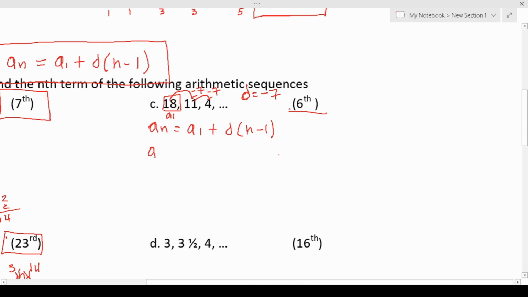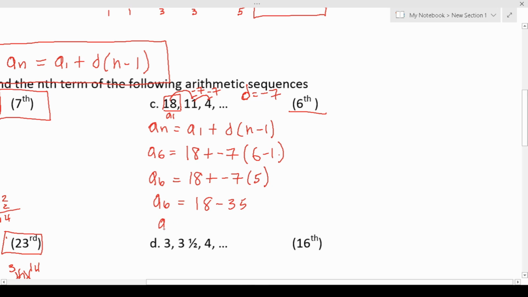Again, this is a6, since we're trying to find the 6th term in this series. a1 is 18, plus common difference, -7, times n minus 1. Again, n is 6, so 6 minus 1. And these become pretty simple once you have everything figured out. 6 minus 1 is 5, so this is -7 times 5. a6 equals 18, and -7 times 5 is -35, so this is 18 minus 35.